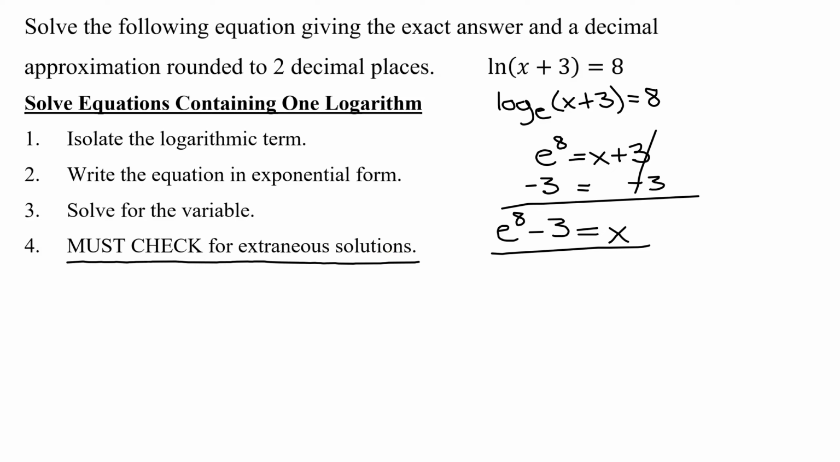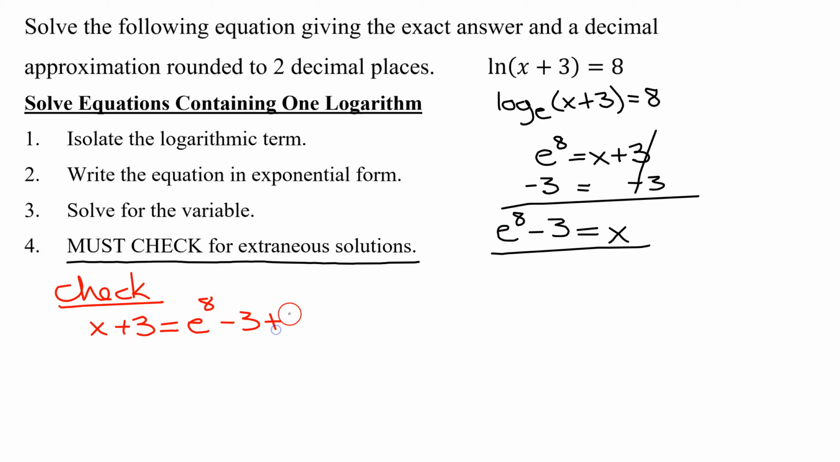And in logarithmic equations, the way we do that is you make sure the argument of your log is a positive number. So all I have is one log to check. So all I have to do is make sure that x plus 3 is a positive number when x equals e to the 8th minus 3.